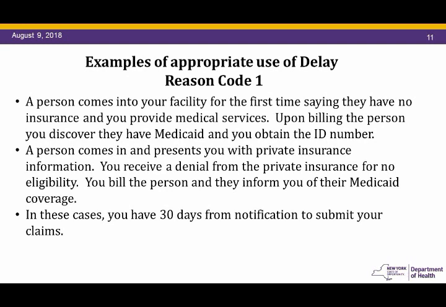Another example is someone comes in and tells you they have private insurance. You bill that private insurance. They deny for no eligibility. You then bill the patient, and again, they inform you of the Medicaid coverage. In these cases, you have 30 days from notification to submit your claims.